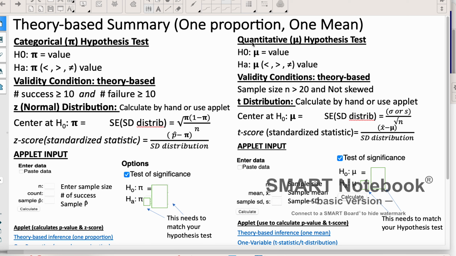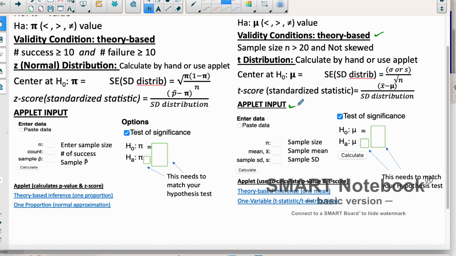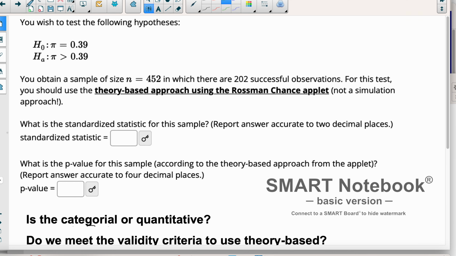of the theory-based approach using the theory-based inference applet. All right, so I want you to all use this sheet, okay? This sheet just summarizes for both one proportion and one mean, all the different considerations, how to write your hypothesis test, what the validity conditions are, what to enter into the applet, okay? So let's go to the example.